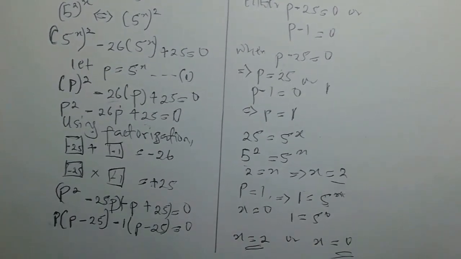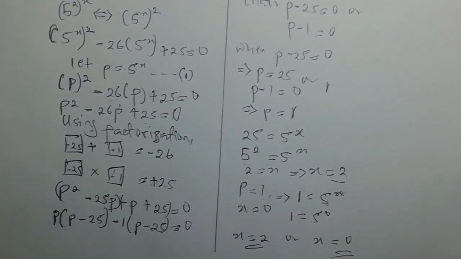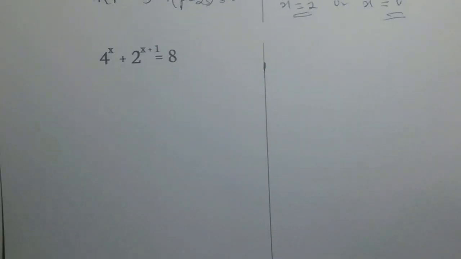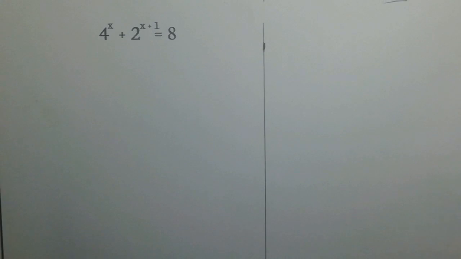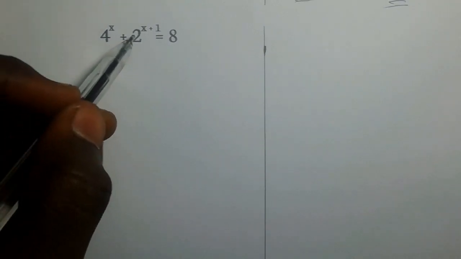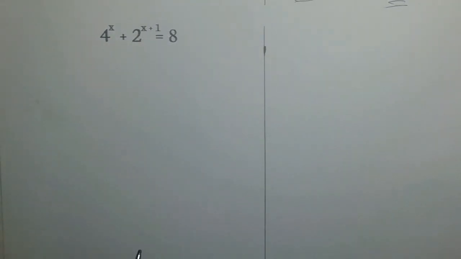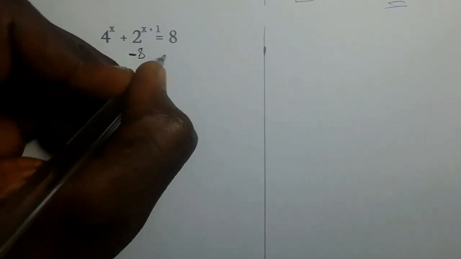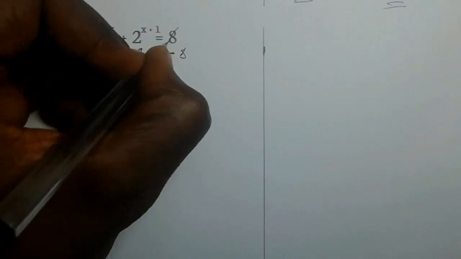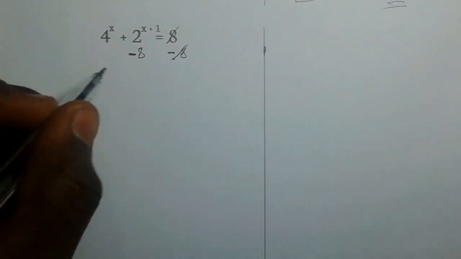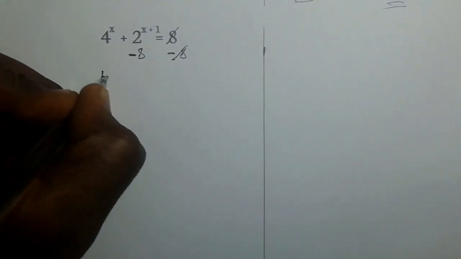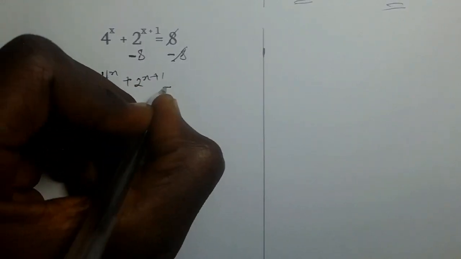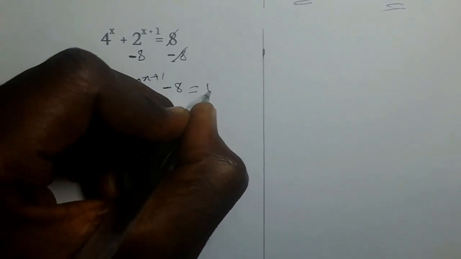That's the two solutions. So moving on to the second example, I have 4 power x plus 2 power x plus 1 equals 8. Something we can do here is subtract 8 from both sides. So this positive 8 cancels this negative 8. We will be left with 4 power x plus 2 power x plus 1 minus 8 equals 0.